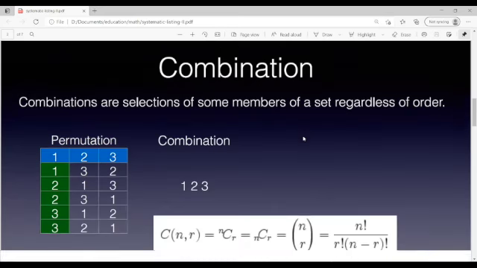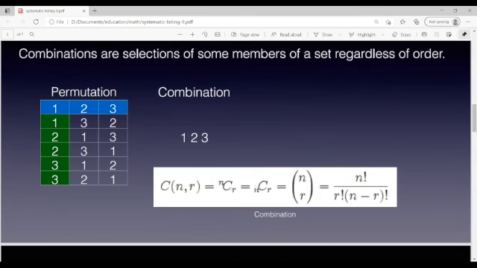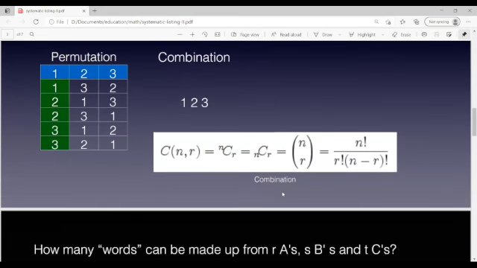Define that. So combination. Combination is a selection of members of a set, and order doesn't matter. As long as all of these are in the set, then order doesn't matter. So the combination formula is n factorial divided by r factorial times n minus r factorial. Okay.